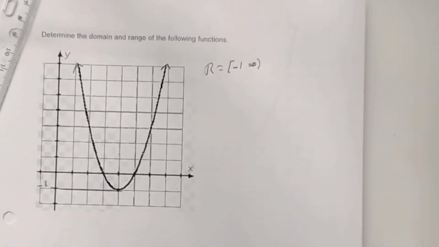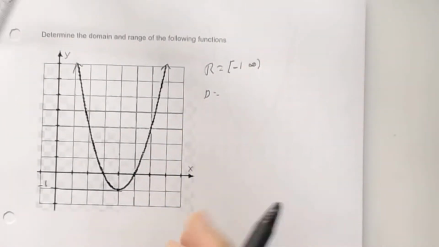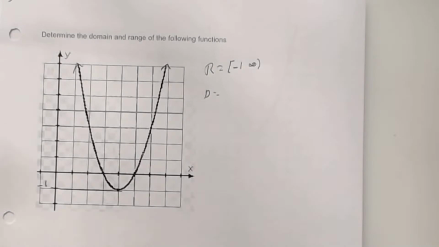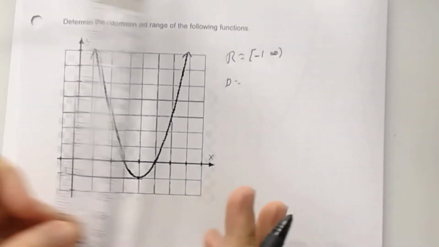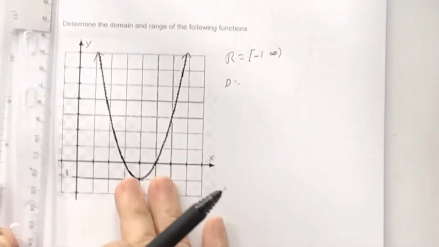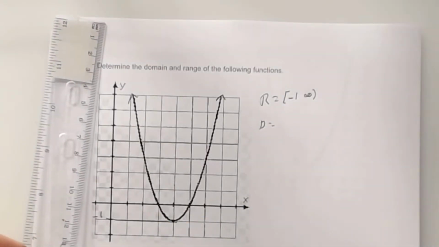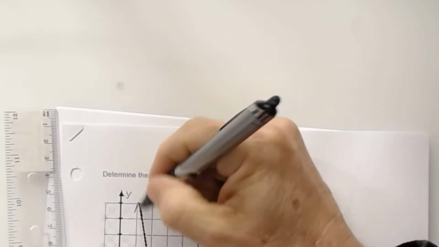Now let's look at the domain. All right, domain, you go along the x-axis. I'm going to go from left to right. Now you see this arrow. This arrow implies it keeps on going, right? Okay, so you got to visualize what I'm about to tell you. So this means, I'm going to kind of put this all the way to the bottom here. This means this, correct? Keeps on going.